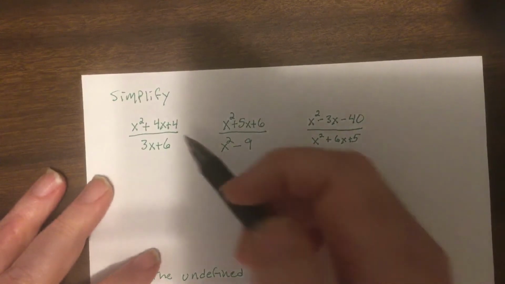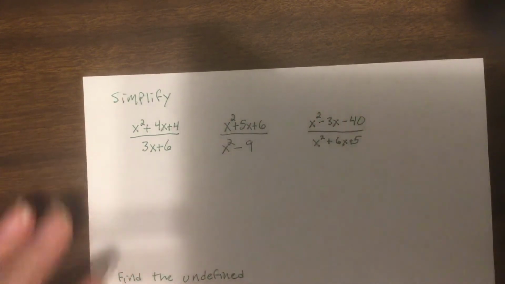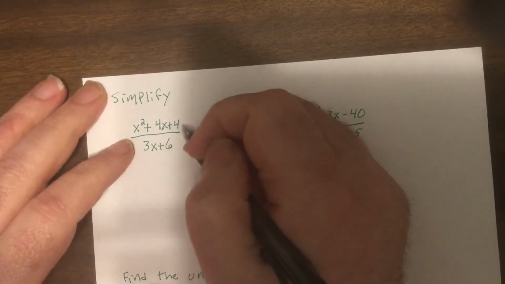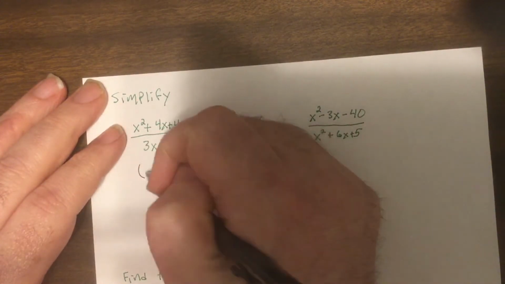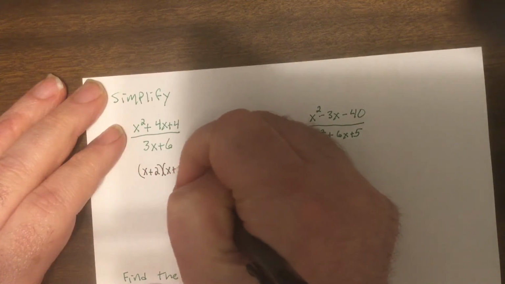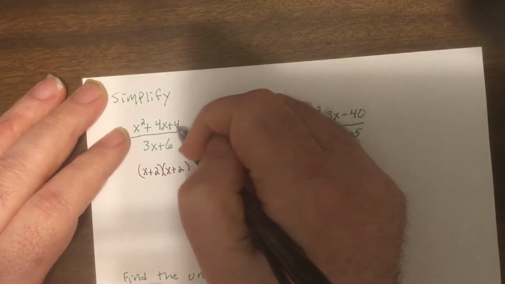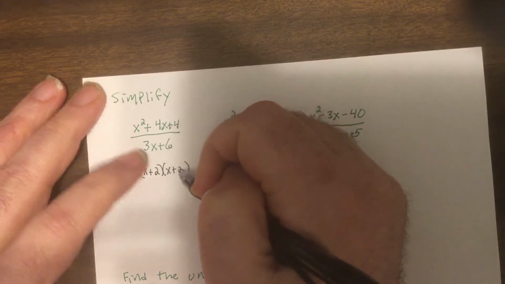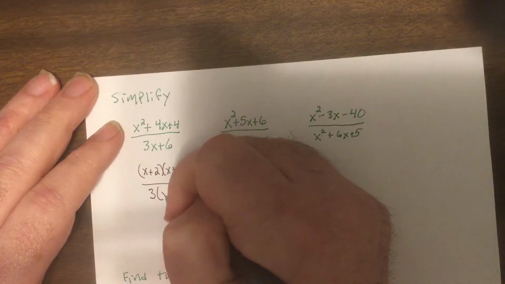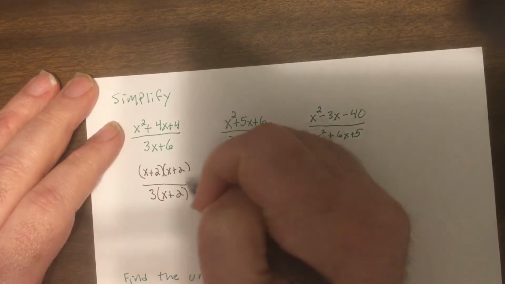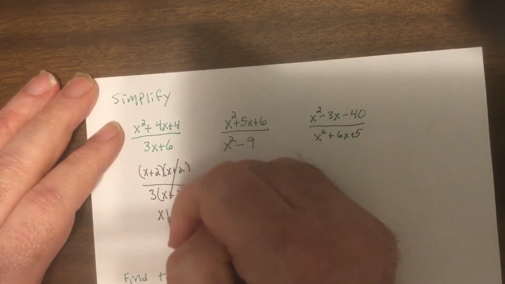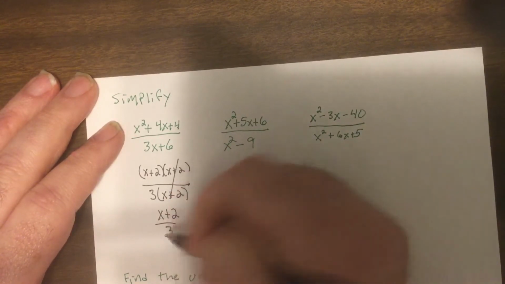Okay, so to reduce these or simplify them, they're just fractions, you need to factor it. So the top we'd factor is x plus 2, x plus 2. So what are the factors of 4 that add up to 4? Well, 2 and 2. The bottom, factor out a 3. So cancel the x plus 2's. So we have x plus 2 over 3.